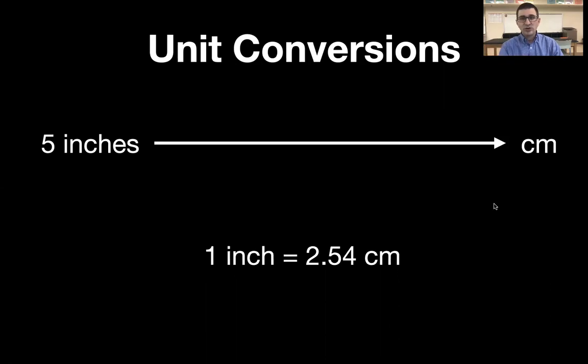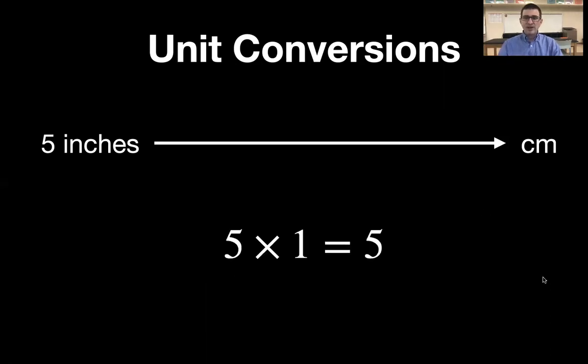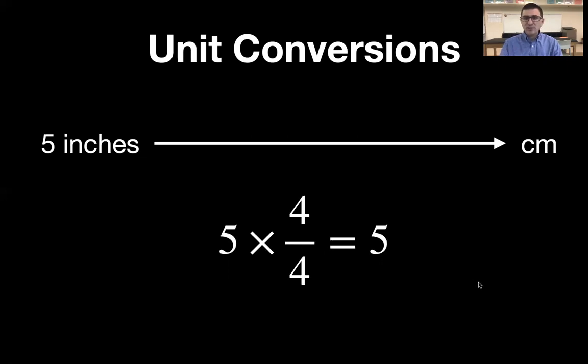Well, first, let's remember something from math class. If we multiply a number by 1, it doesn't change that number at all. 5 times 1 is still 5. That's just a basic rule from math class. And that 1 doesn't have to just look like the basic number 1. It could look a little bit more complicated, like 4 divided by 4 is still 1. So when we multiply 5 times 4 divided by 4, we get 20 over 4, which still equals 5.